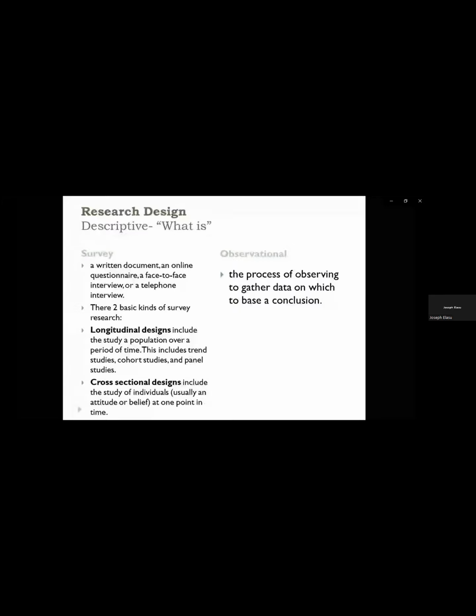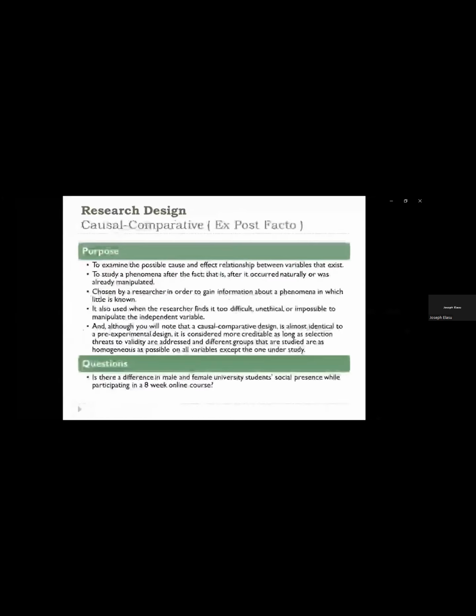Now let's look at another type of study. The next design we're going to talk about is one that I didn't mention above, but it's similar to a group comparison study, and that's a causal comparative study. The aim of a causal comparative study is really to examine the possible cause and effect relationship between variables that exist. You're studying a phenomenon after the fact. That is, it's already occurred either naturally or it's been manipulated.